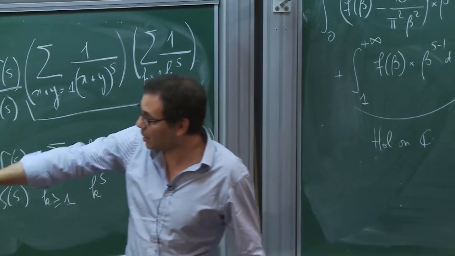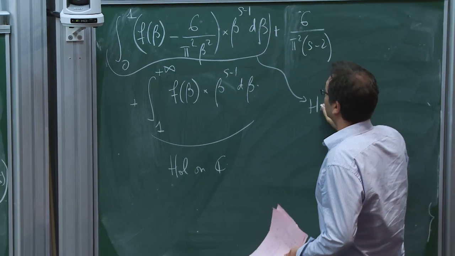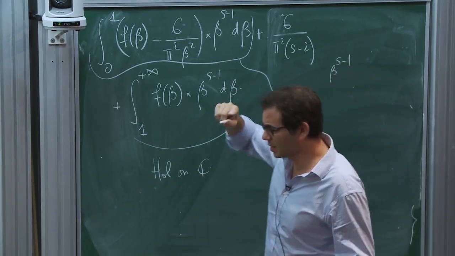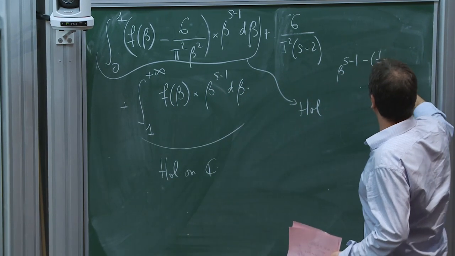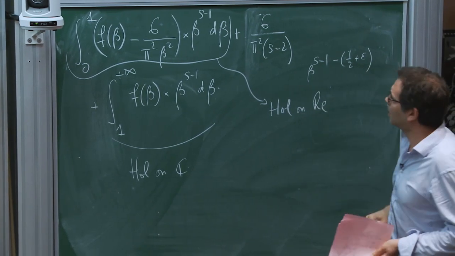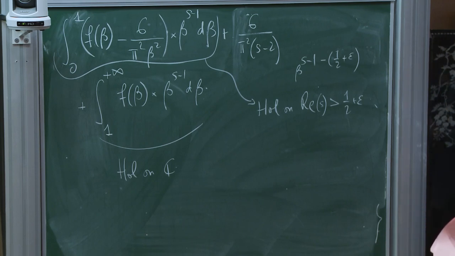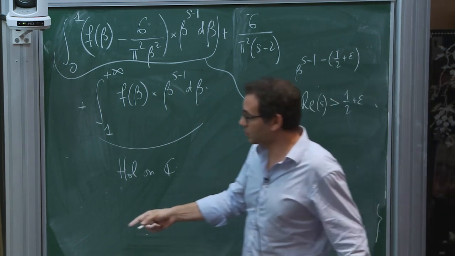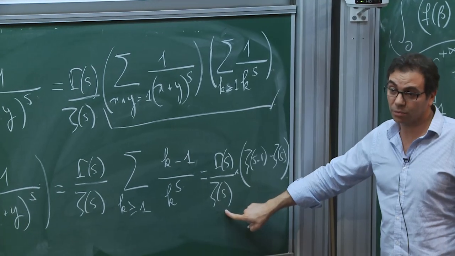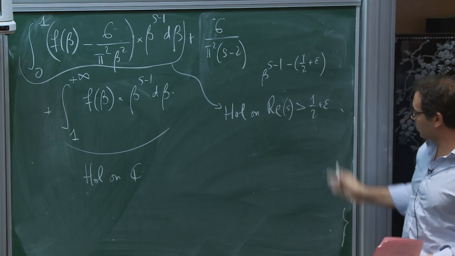And with this assumption on f of beta, you can see that you have a power of beta to the s minus 1 minus 1/2 plus epsilon. So you see that it's holomorphic on complex numbers whose real part is larger than 1/2 plus epsilon. So it means that if this is defined on all complex numbers whose real part is larger than 1/2 plus epsilon, then zeta doesn't vanish on that region. And by symmetry, it does not vanish on the symmetric region with respect to 1/2 either.